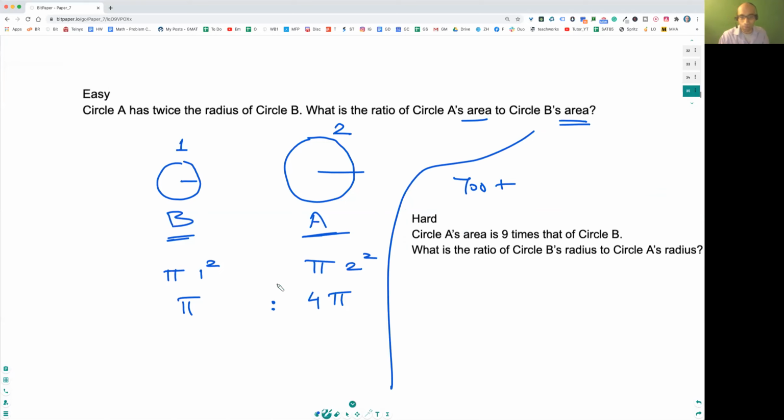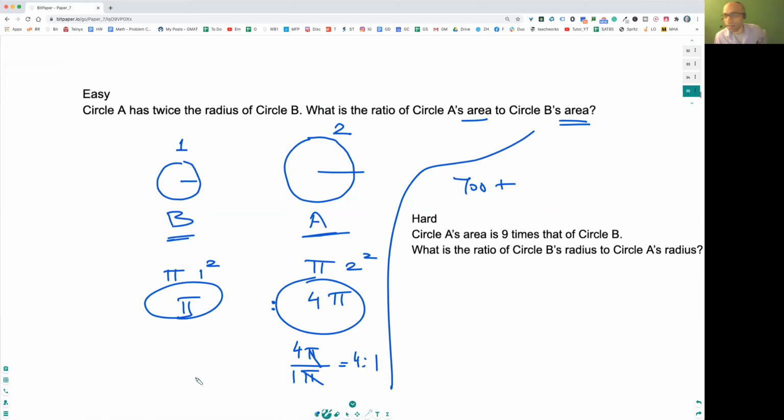This is an easier problem. So remember, now it's pi and 4 pi, right? So you're going to write down pi over, so circle A's area is 4 pi, and circle B's area is pi. And then pi and pi cancel out. Of course, there's a 1 here. So it's 4 to 1. Remember, the ratio of circle A's area is asked, right? So circle A's is bigger, so it's going to be 4 to 1.